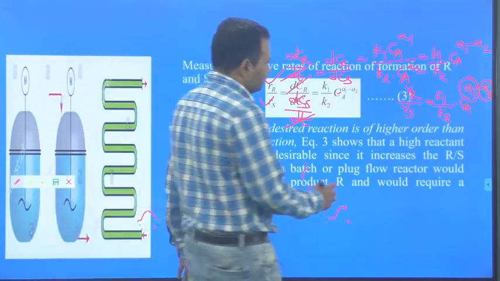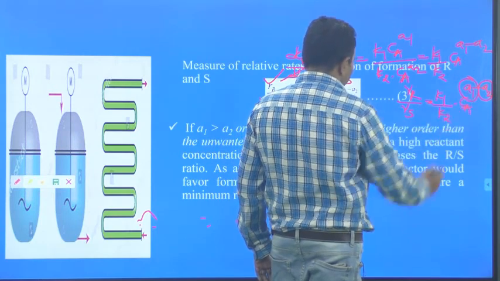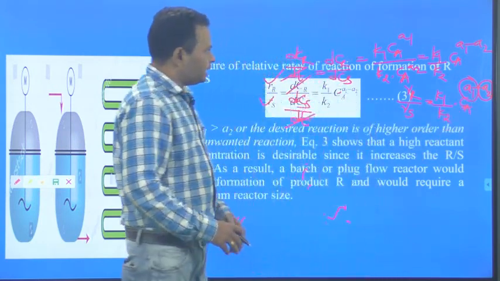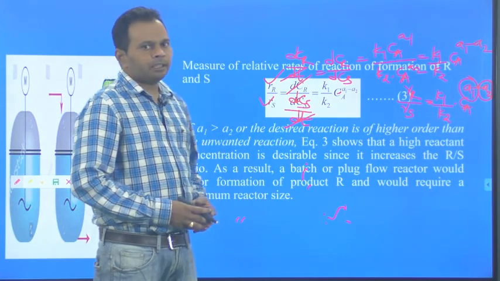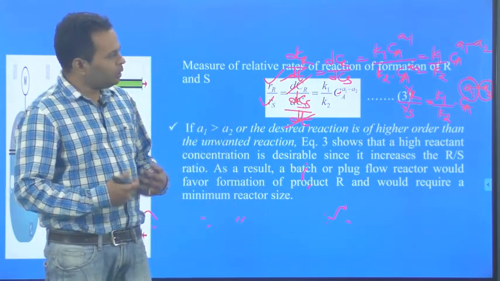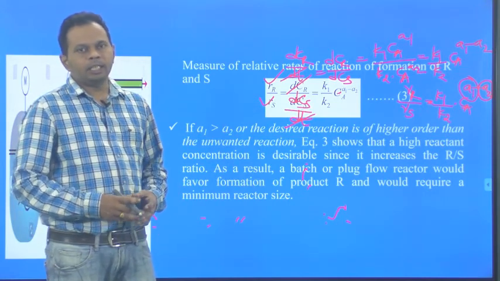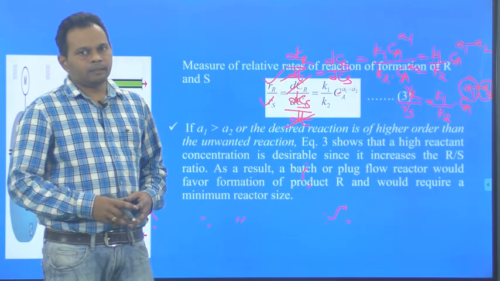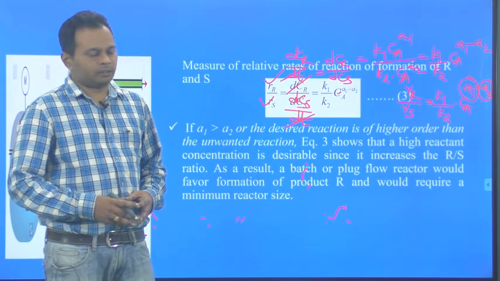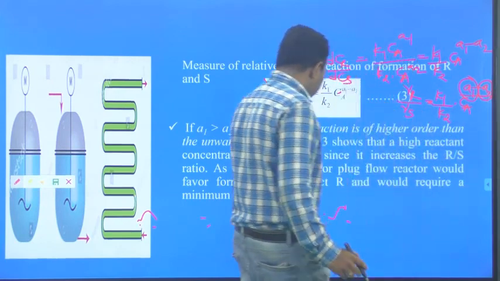So from this, after writing RR by RS equal to k1 by k2 into Ca to the power of a1 minus a2, our target is to maximize the formation of R and minimize the formation of S. How can we maximize R and minimize S? It depends on the a1 and a2 values, the order of the desired reaction and the order of the undesired reaction. So here we have a1 minus a2. Now take the different cases.